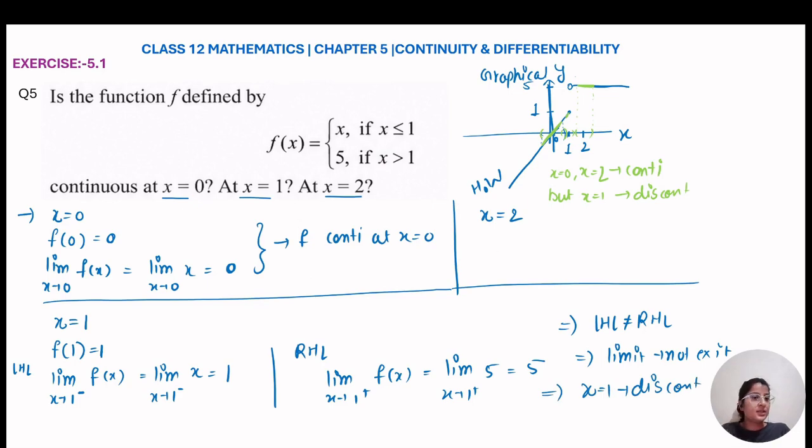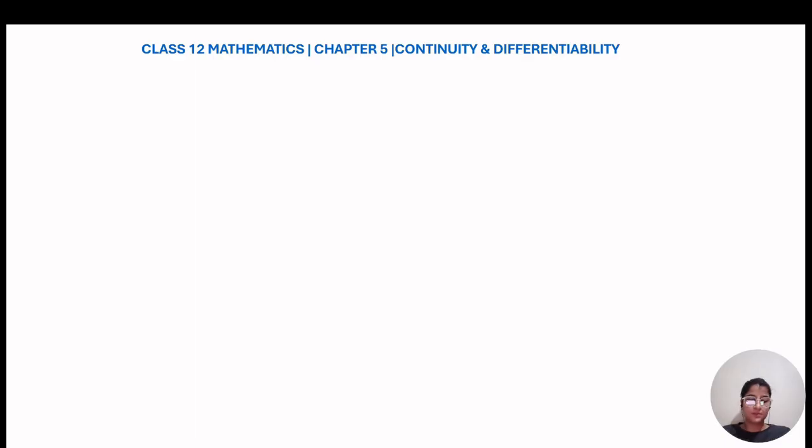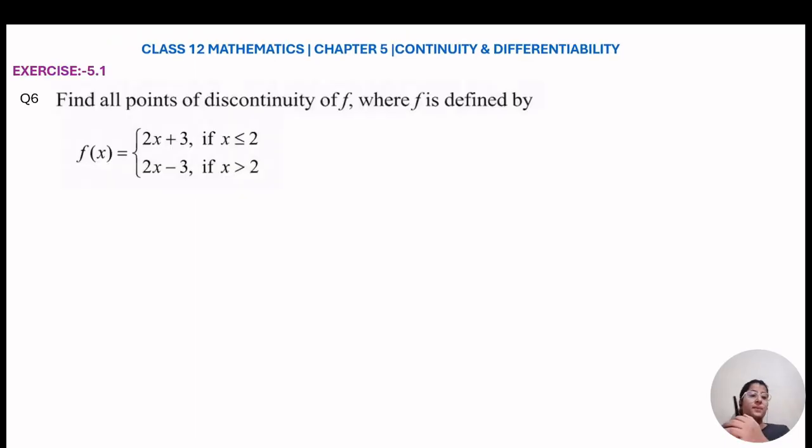Okay, we did all three like this. This is homework for you, and I have just shown you this one as it is discontinuous at this point. Now let's move forward to question 6. What is question 6? Just read the question first. What is it saying?